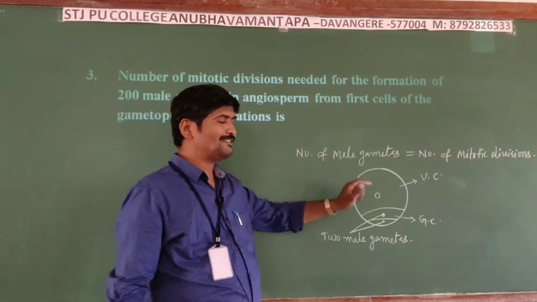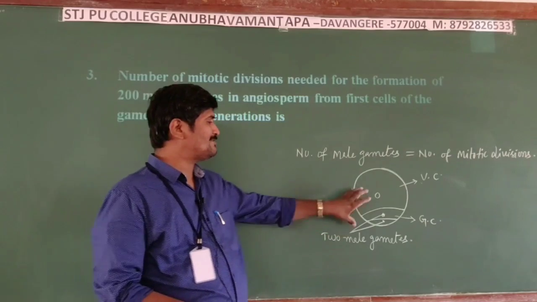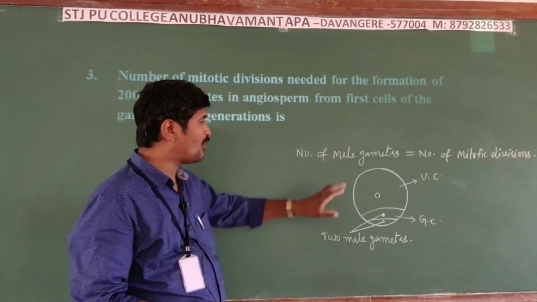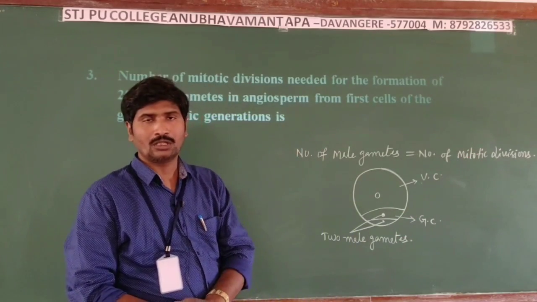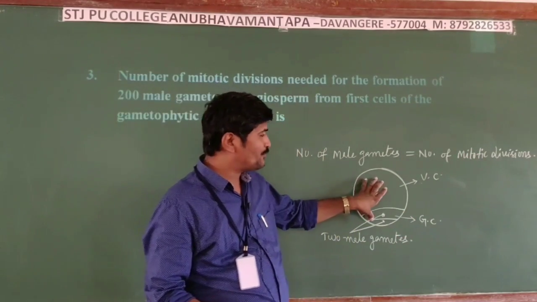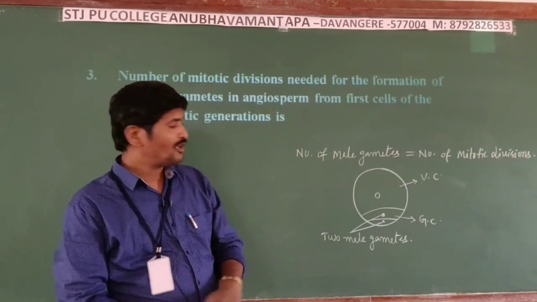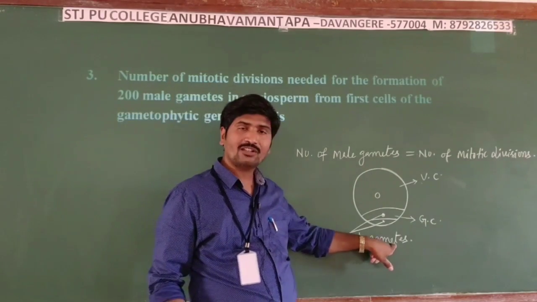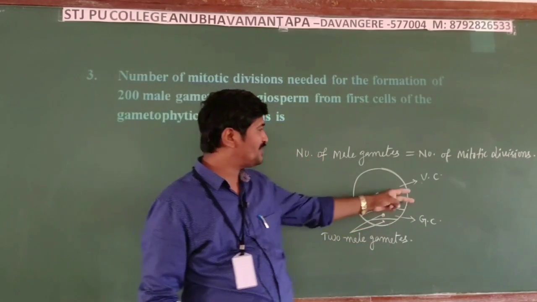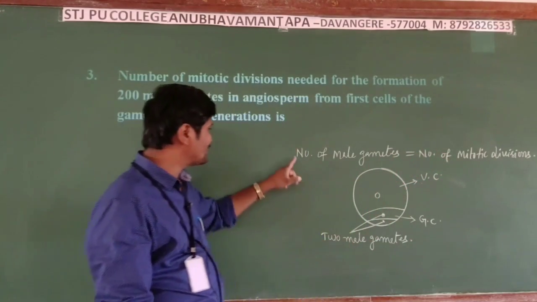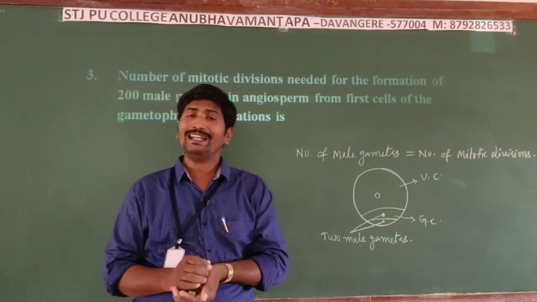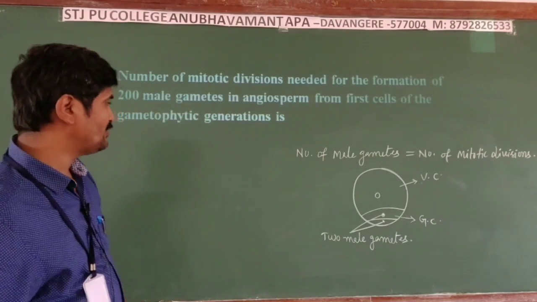This is a three cell stage. In the three cell stage of pollen grains, how many mitotic divisions take place? Two. In the three cell stage of pollen grains, how many male gametes are there? Two male gametes. That's why the number of mitotic divisions is equal to the number of male gametes. See here.